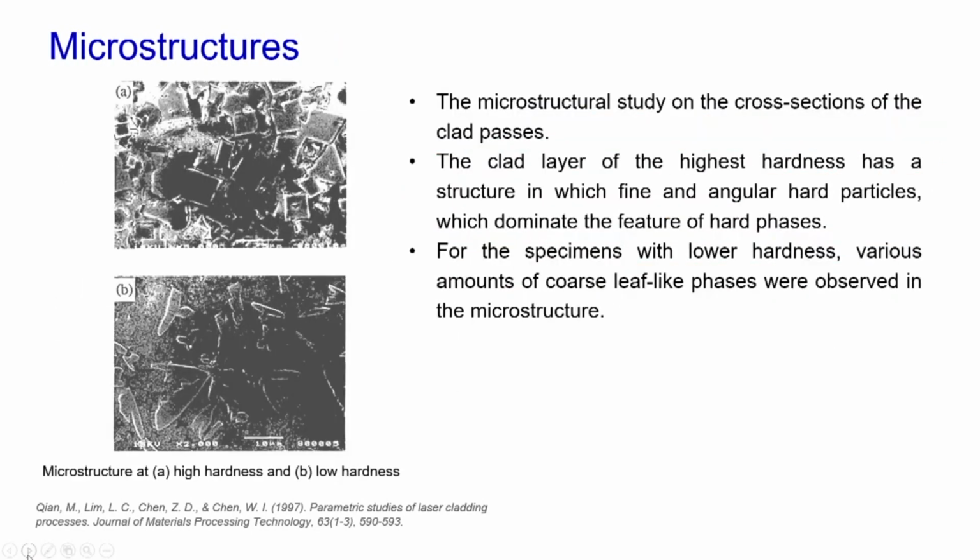Now, let us look at the microstructures which are generated during this laser cladding process. On your screen, you can see the microstructure at high hardness and low hardness. This A belongs to high hardness. This is the microstructure related to high hardness, and this is related to low hardness.